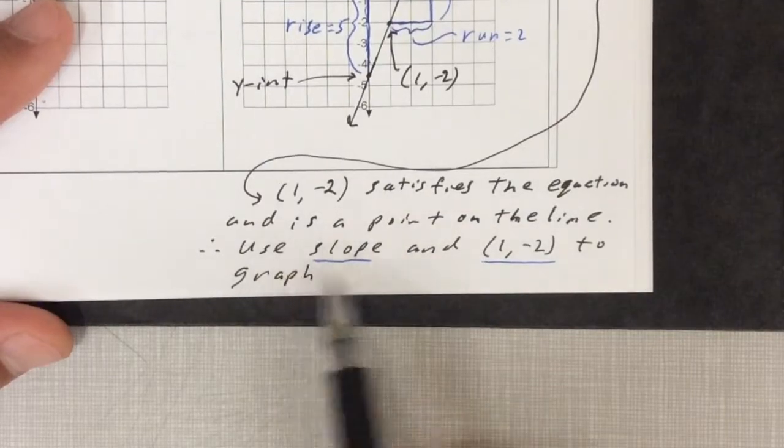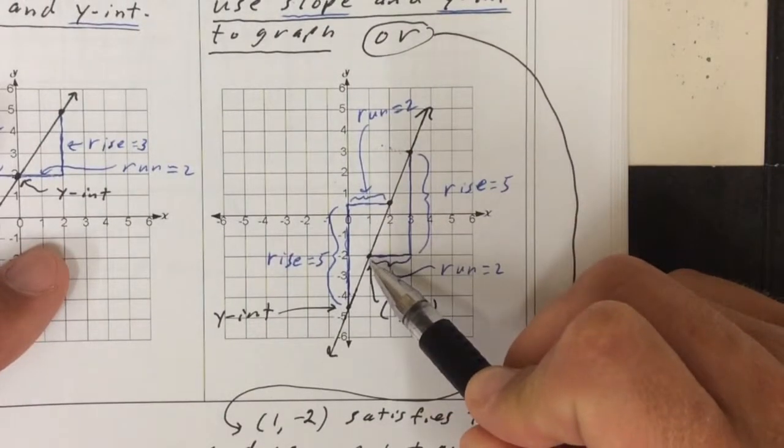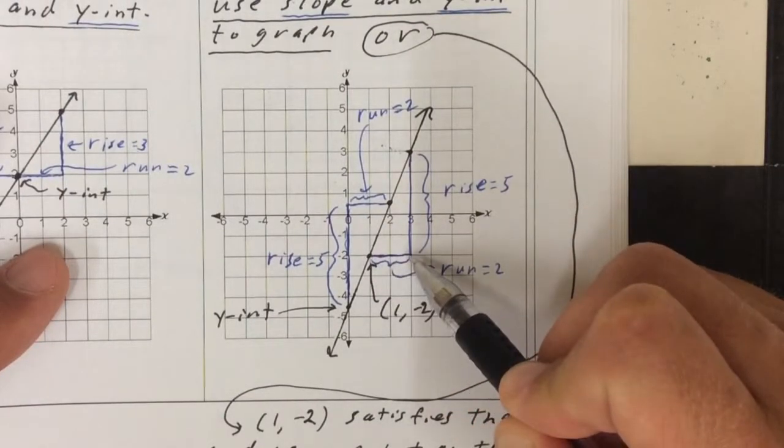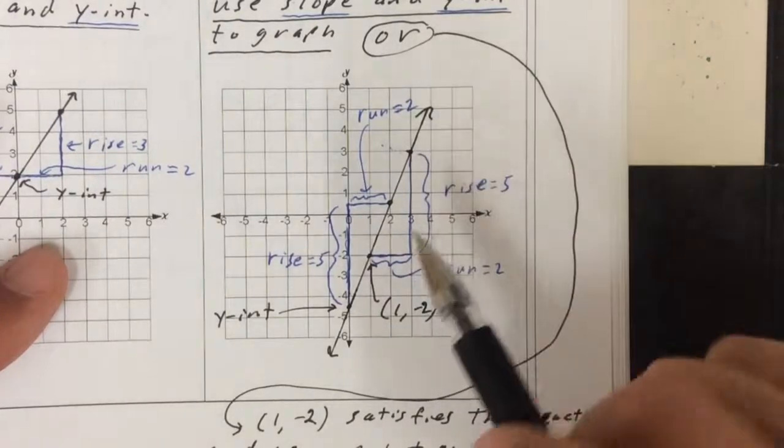So you could use the slope from that point. So we'll go to the point 1 comma negative 2. So I go 1 comma negative 2, there it is. I run 2, rise 5, and I got another point, and that works to get the line too.